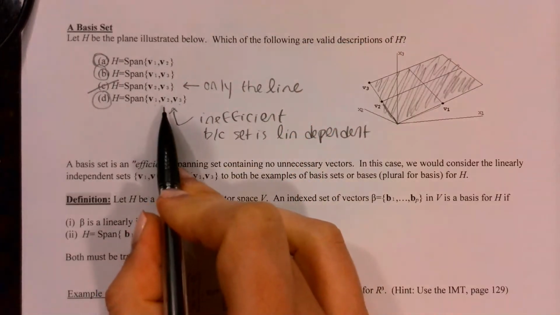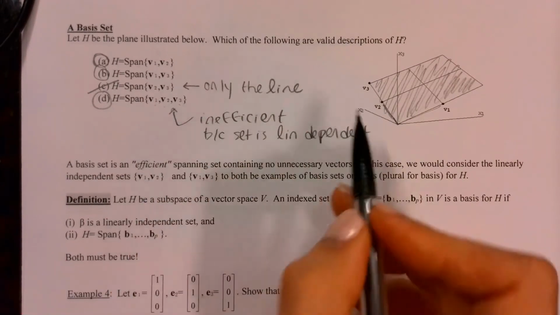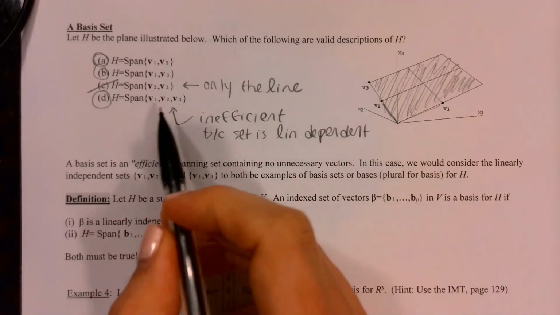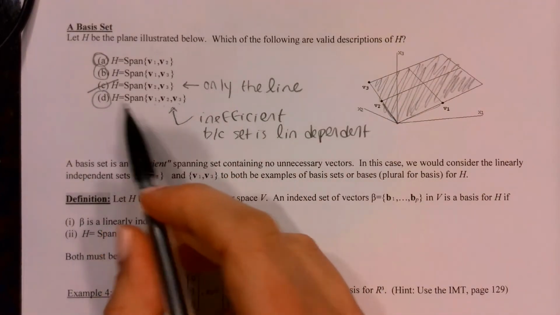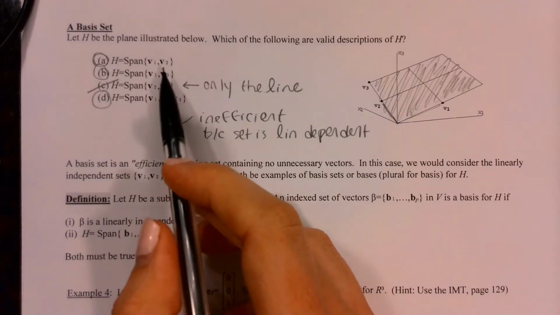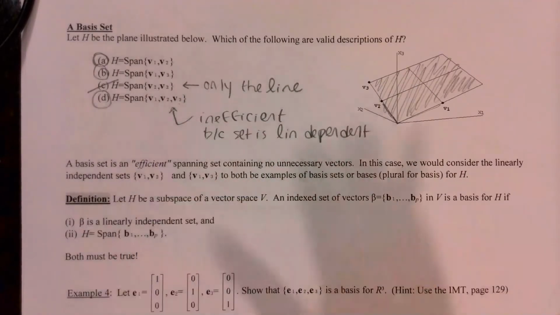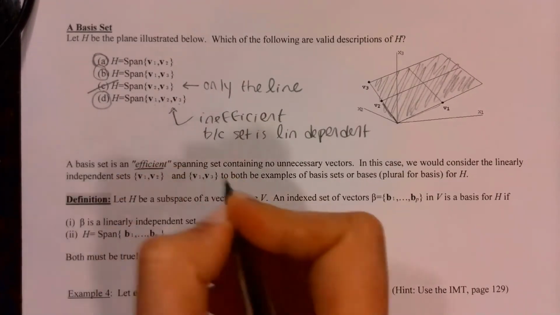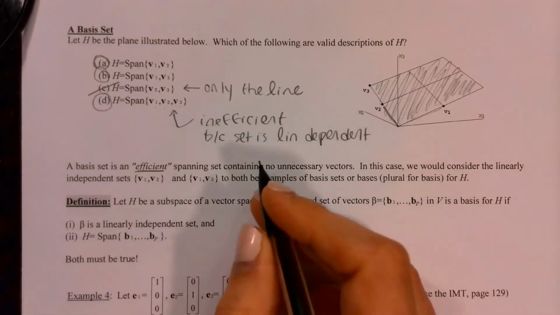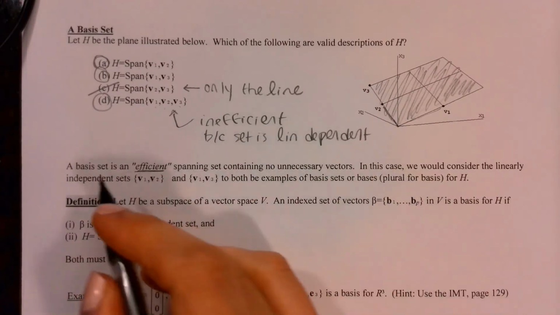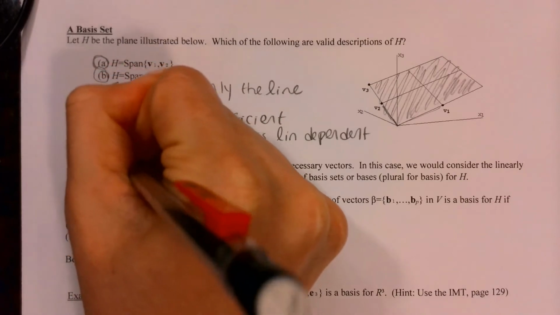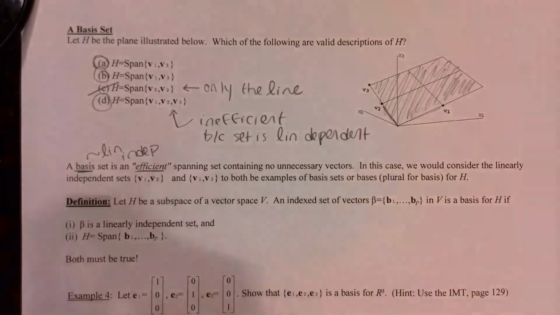Basically, I'm saying that I don't need to use both V2 and V3 because they both describe the same line in the same direction. So I don't need to use both of them to just span all of H. I could use one of them, like I did up here in A and B, but I don't need to use both. They describe the same thing. So a basis is the most efficient spanning set that contains no unnecessary vectors. Therefore, when we make a basis, we want it to be linearly independent. We don't want there to be any repeats. We don't want there to be any other linear combinations.